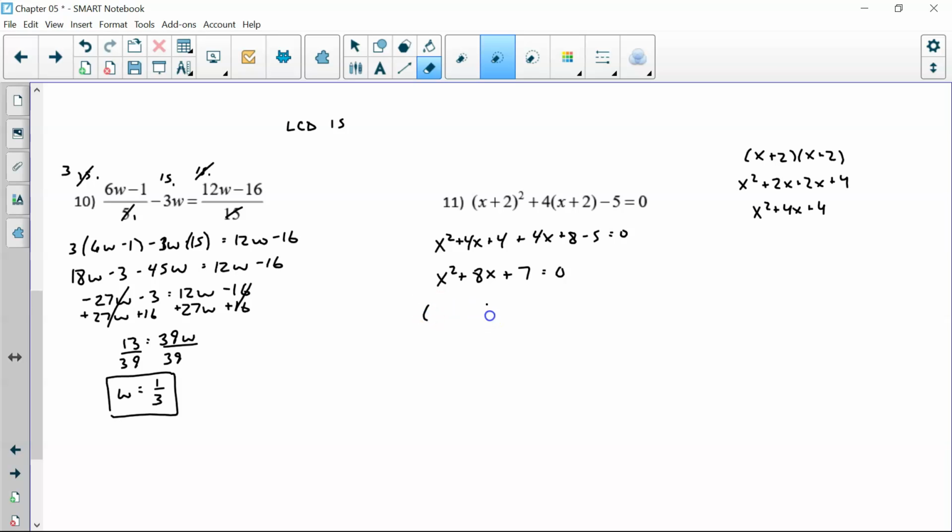We can factor this. The numbers that multiply to positive 7 and add to 8 are a positive 7 and a positive 1. So x plus 7 equals 0, x plus 1 equals 0, x equals negative 7, x equals negative 1. And there's our two solutions. And that is a review of solving equations.